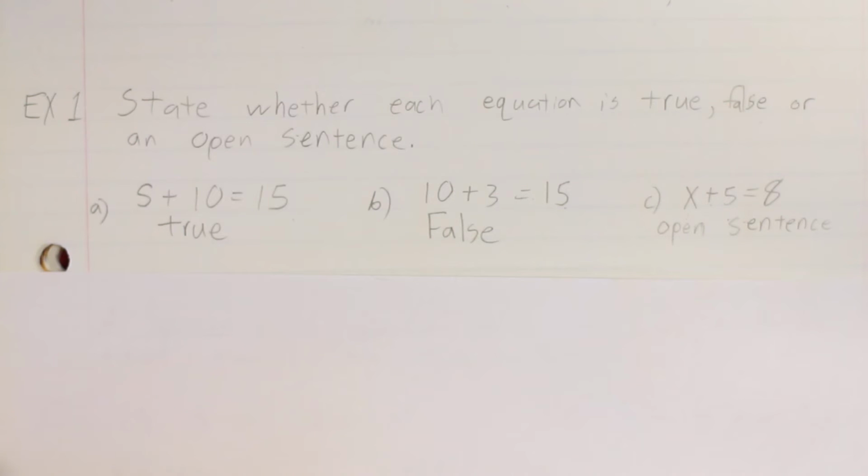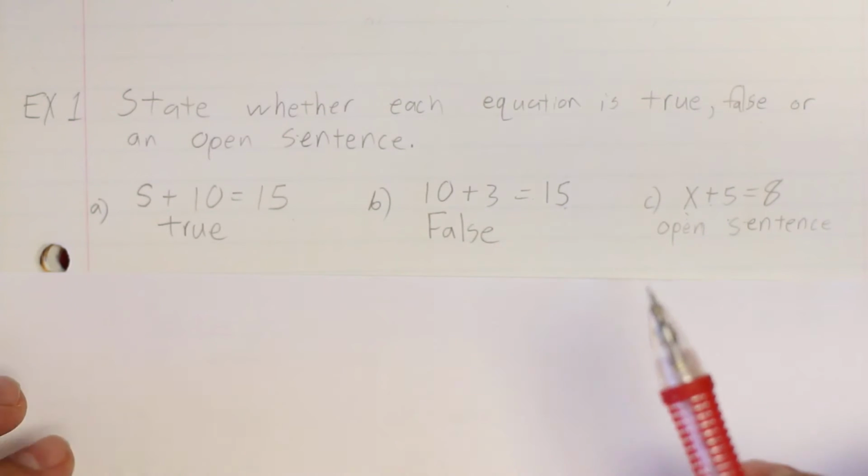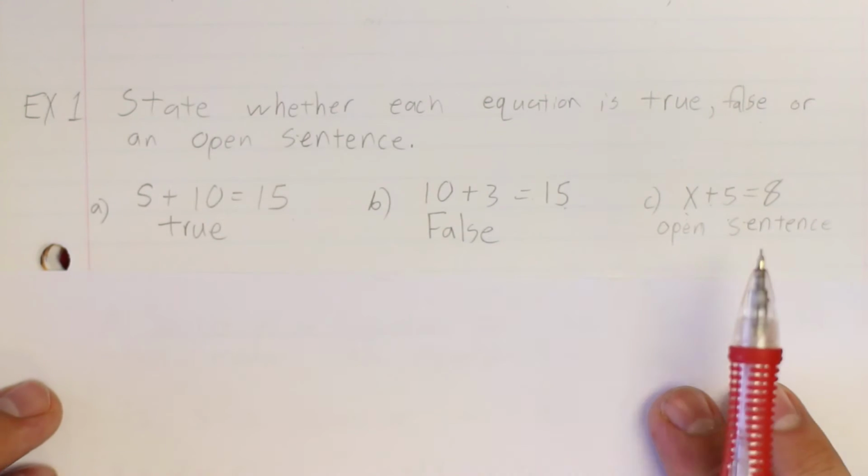So that's one type of problem we might see, to tell whether an equation is true, false, or an open sentence. If it has a variable in it at all, it will be an open sentence. If it has something that's untrue, it's false. If it works out fine, it's true.